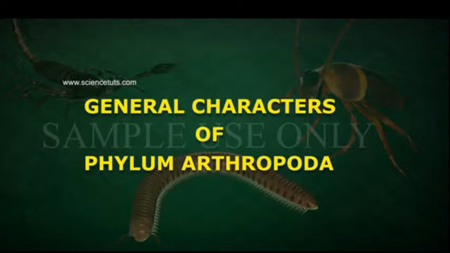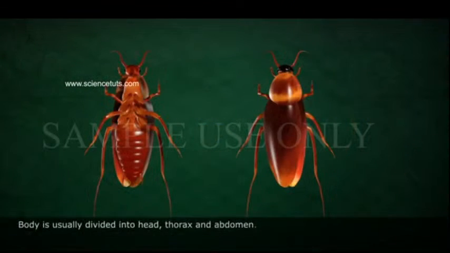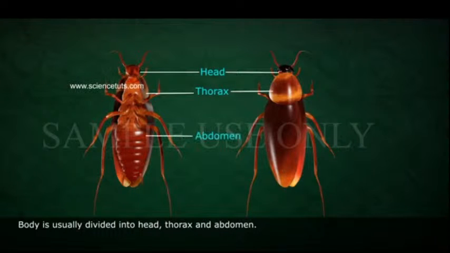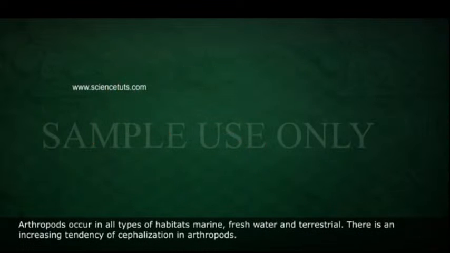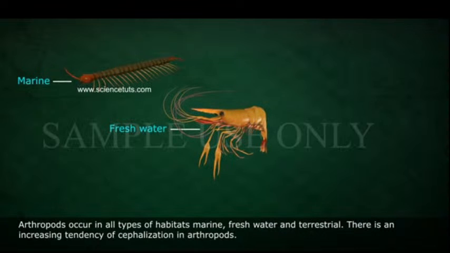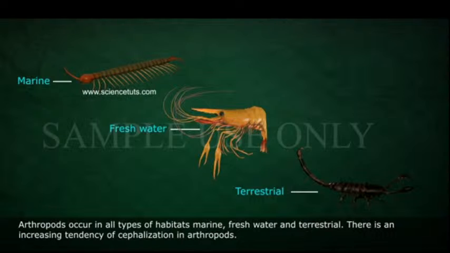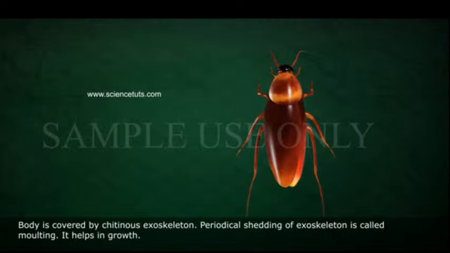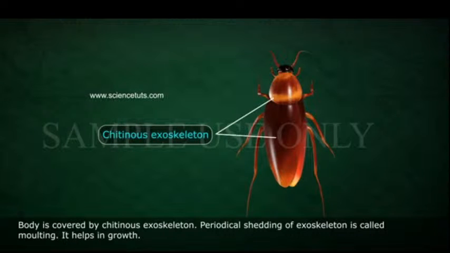General characters of phylum Arthropoda. The body is usually divided into head, thorax, and abdomen. Arthropods occur in all types of habitats: marine, freshwater, and terrestrial. There is an increasing tendency of cephalization in arthropods. The body is covered by a chitinous exoskeleton. Periodical shedding of the exoskeleton is called molting. It helps in growth.